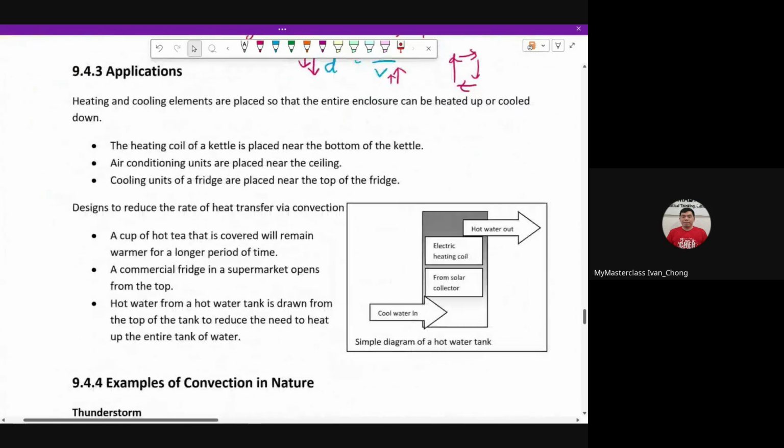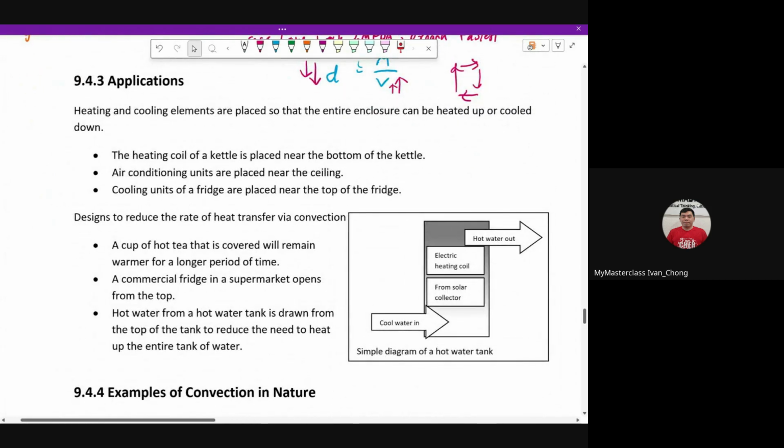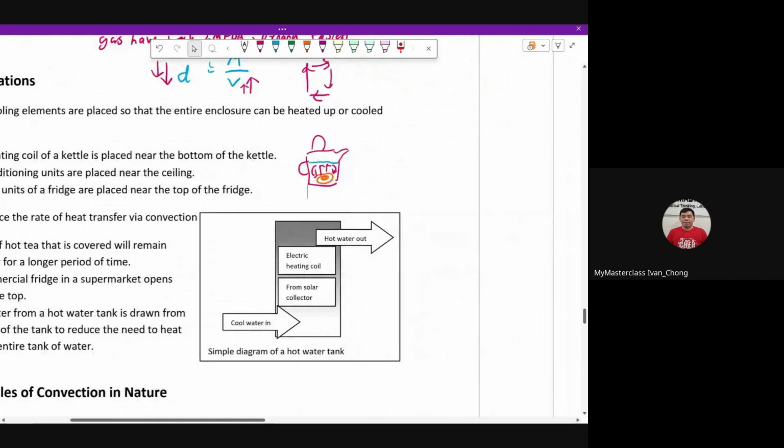Now, for applications, sometimes you'll see your kettle over here. If you draw a kettle that looks something like this, normally the heating coil is found at the bottom. Why? Because when you have water, you want it to gain heat, expand, and have a very big convection current. Because if you place the heater of your kettle at the top, okay, let's say you place it at the top here, all the water at the top gains heat and expands.